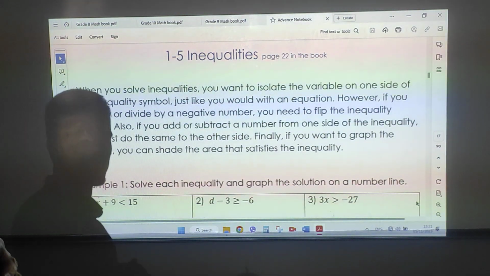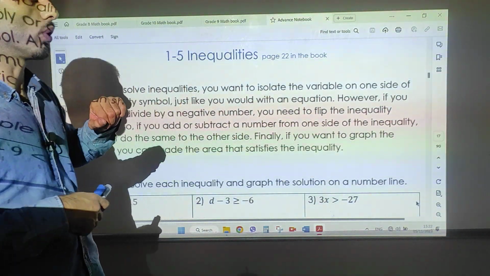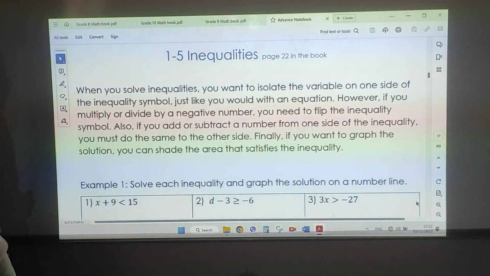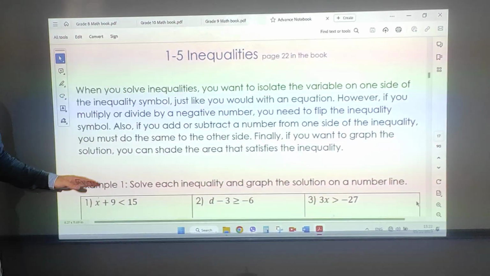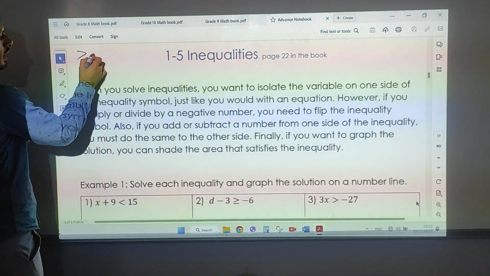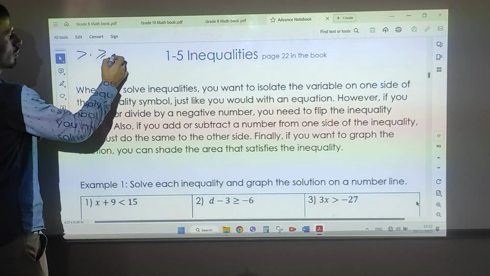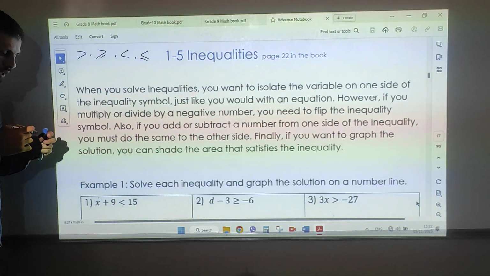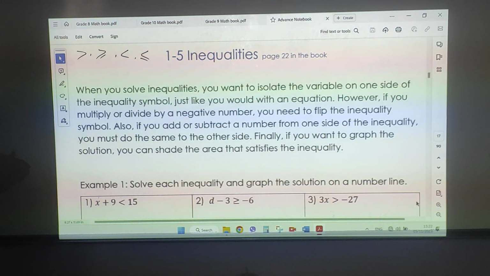Hi everyone, in this video for grade 9 we have chapter 1 section 5, which is about inequalities, on page 22 from the book. In the inequalities we always have these signs that you know: greater than, less than, greater or equal, less than or equal. We have these four signs that we use in the inequalities.